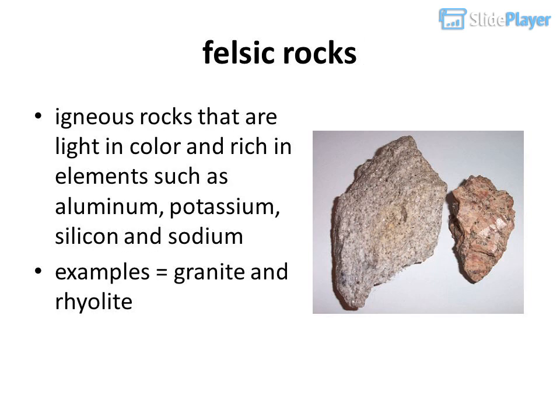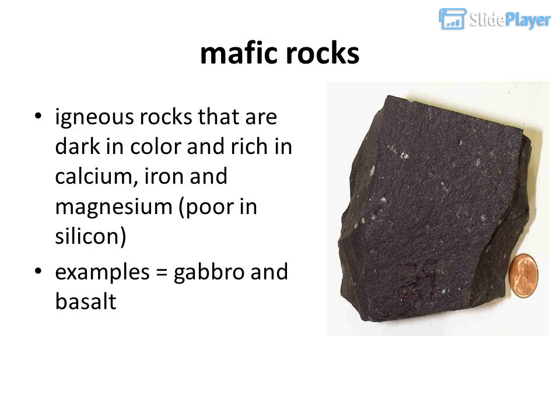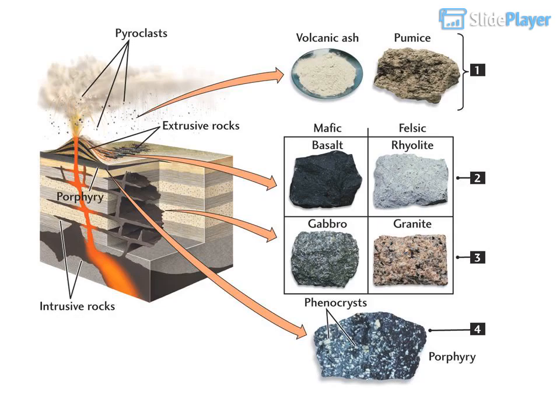Felsic rocks: igneous rocks that are light in color and rich in elements such as aluminum, potassium, silicon and sodium. Examples equals granite and rhyolite. Mafic rocks: igneous rocks that are dark in color and rich in calcium, iron and magnesium, poor in silicon. Examples equals gabbro and basalt.